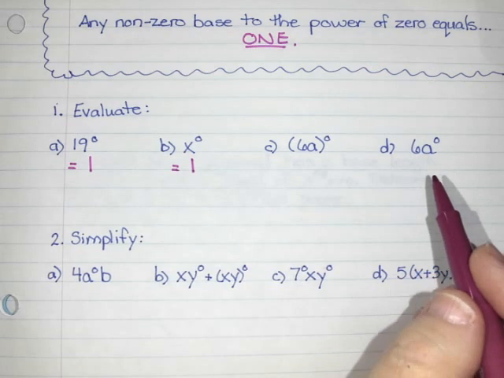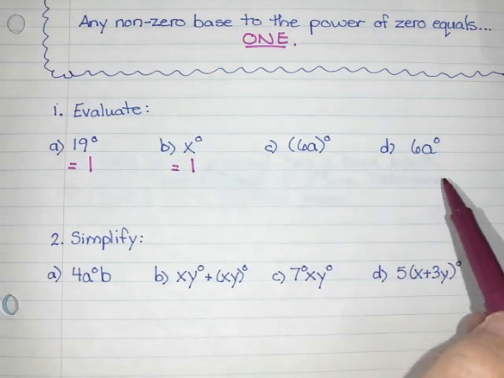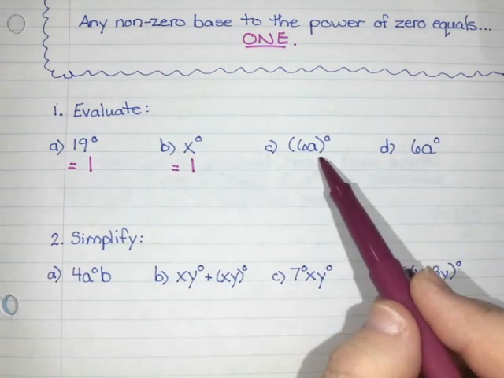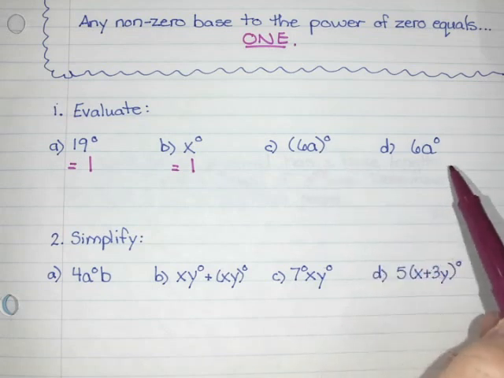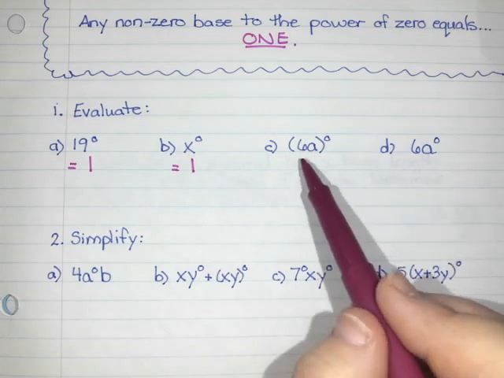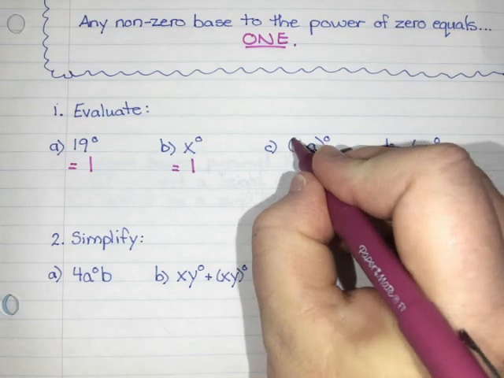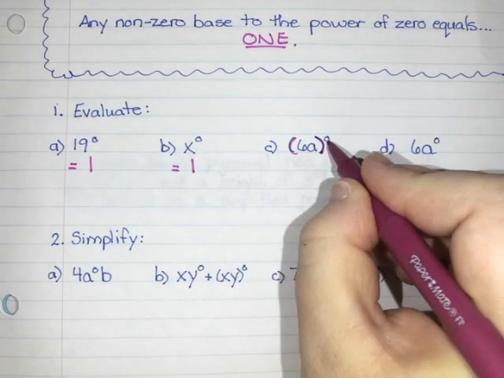Now you'll notice the next two examples look very similar. The only difference is one of them has a bracket and one of them does not. So if I look at the first one, I have 6a in a bracket to the power of 0.